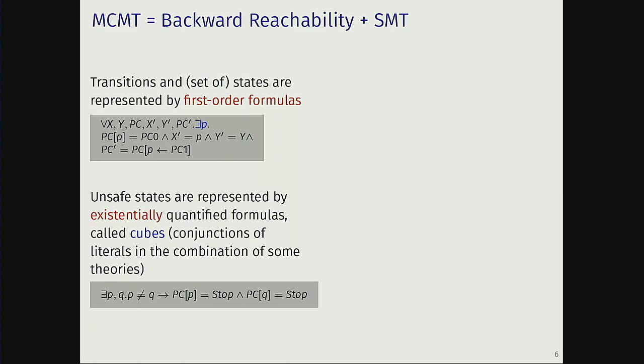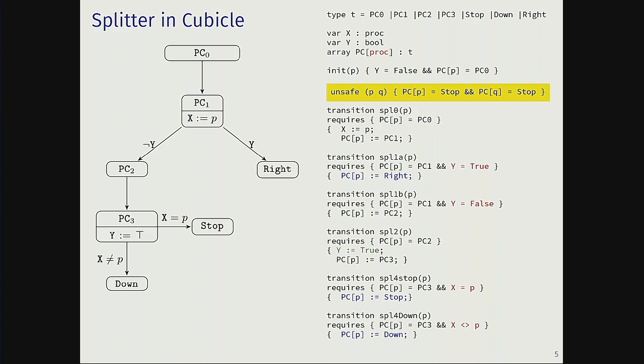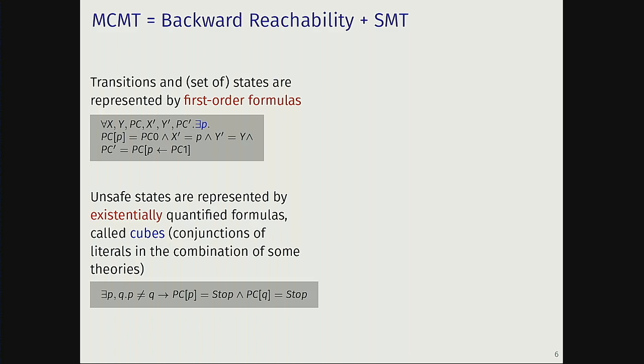And everything here is about logic, actually, because this transition system is just a set of formulas. For instance, transitions are just formulas that make a relation between the value of the variables x, y, pc and the value of the variables after one step, so x', y', and pc'. So for instance, this kind of formula: for all x, y, pc, x', y', pc', there exists a process p such that pc(p) is pc0, and x' is p, and y' is y, and pc' is pc, where p is assigned to pc1. So this formula corresponds to this transition.